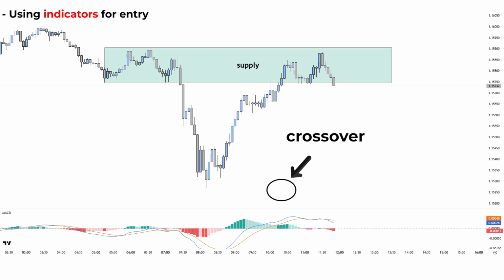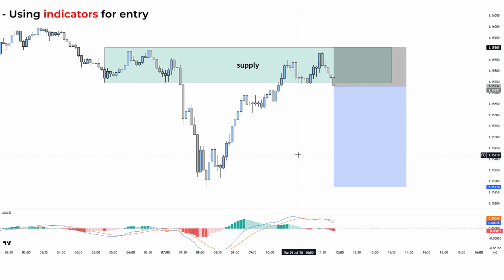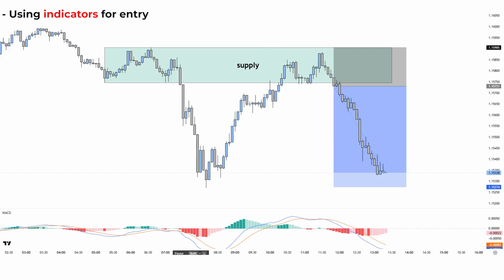This combination is powerful because we know exactly where institutions have sold before and where their limit orders are likely waiting. At the same time, we have confirmation from the MACD, whose algorithms are signaling a bearish setup at that exact price level. Looking at the chart, we can see the market reacting to the supply zone, respecting institutional orders, and moving downward.